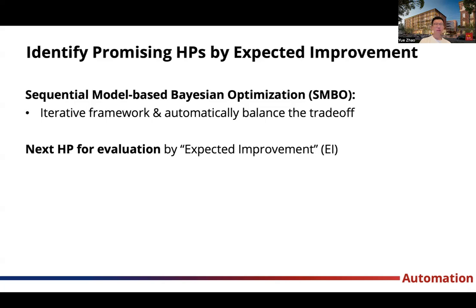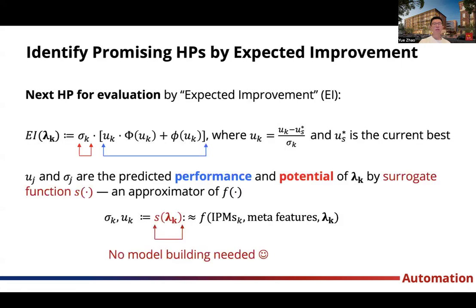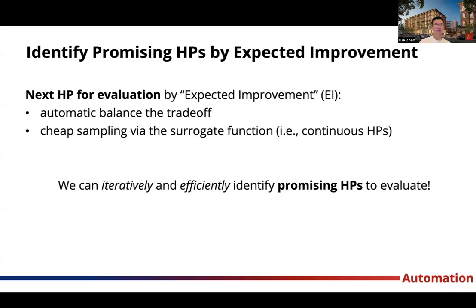So with that in mind, we adapt something called sequential model-based Bayesian optimization, SMBO. It's a very classical framework. We can identify the next hyperparameters for evaluation based on something called expected improvement. It's a measure that gives us a trade-off between the performance and the potential of the hyperparameters. You can check more about this in the papers we have. So using this approach, we can iteratively and efficiently identify the promising hyperparameters to evaluate rather than randomly sampling a lot of different things.